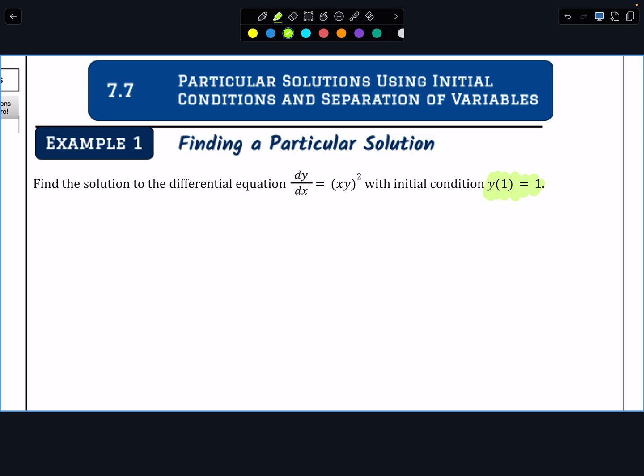All right, so it says find the solution to the differential equation dy/dx is equal to xy squared with initial condition y of 1 is equal to 1. Sometimes they'll give you a point, and sometimes they'll write it like this. So if y of 1 equals 1, this is really your x, and this is really your y. Okay, so just don't forget that.